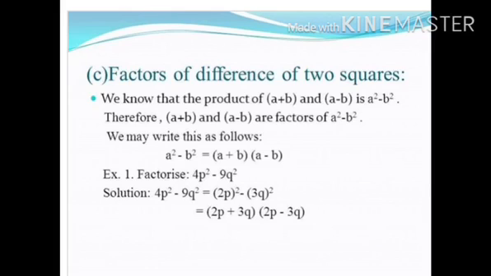Now you see 4 and 9 both are squaring numbers. So the question is 4p square minus 9q square. We have to write it like this: (2p) whole square minus (3q) whole square, and then use the identity a square minus b square. Then we write (2p plus 3q) in one bracket, and in the second bracket (2p minus 3q).